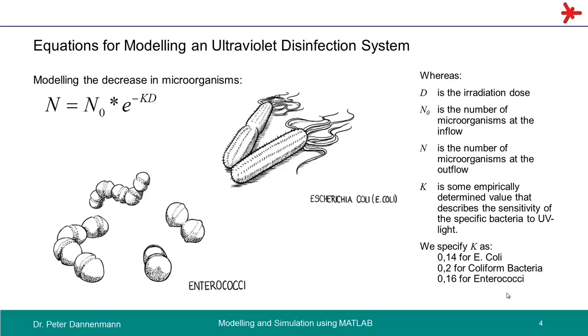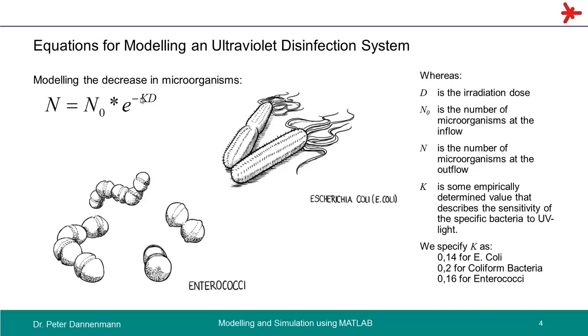The number of microorganisms exponentially decreases depending on the dose. How quickly this number decreases depends on the factor K. Necessary energy doses have been empirically determined in different experiments. However, the values given in literature differ. Therefore, we assume the following correlations.